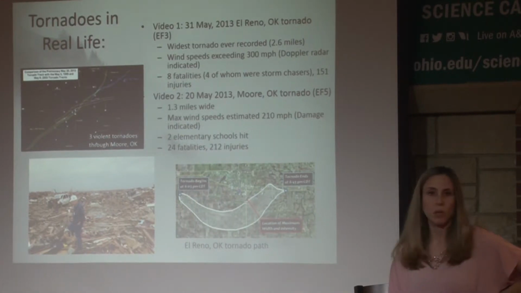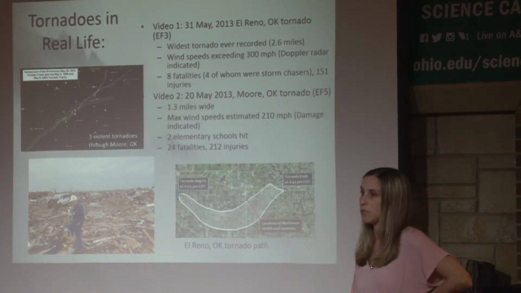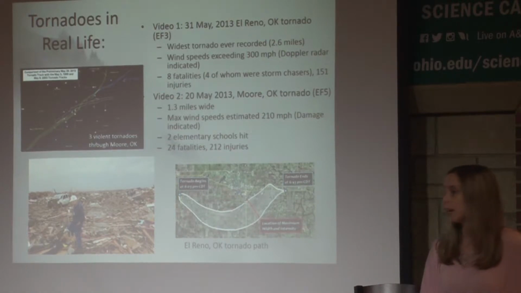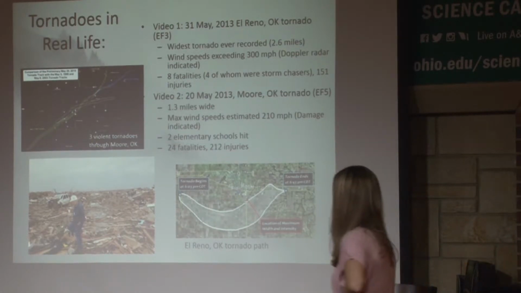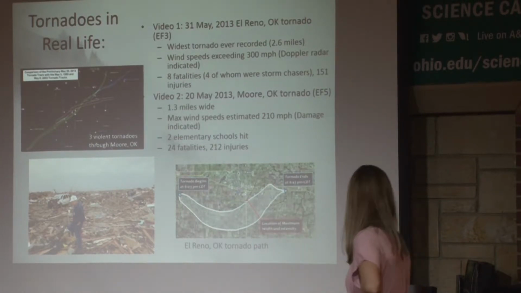Unfortunately, as this tornado went through a much more populated area, there were 24 fatalities, 212 injuries, and this tornado hit 2 elementary schools, leveling them to the ground. Hit right at the end of the school day. People were trying to get to their buses. It was a very major challenge.